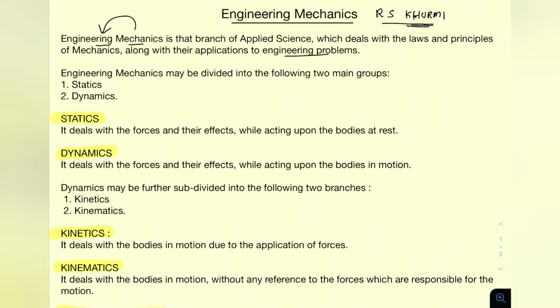Engineering mechanics is further divided into statics and dynamics. As the name suggests, statics means that the body is static or at rest. So what will be dynamics? The body is in motion. Let's read the definition of statics. It deals with the forces and their effect while acting upon the bodies at rest. Dynamics deals with the forces and their effects while acting upon the bodies in motion.